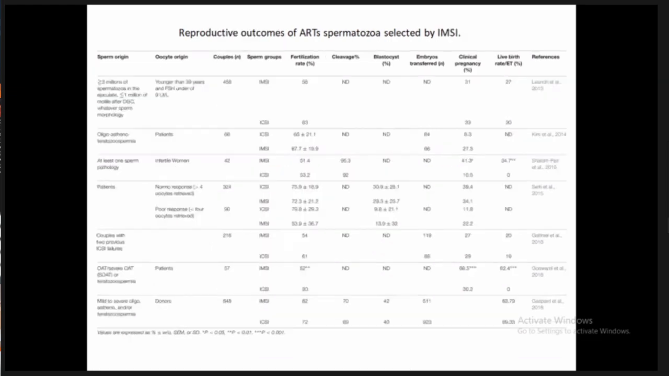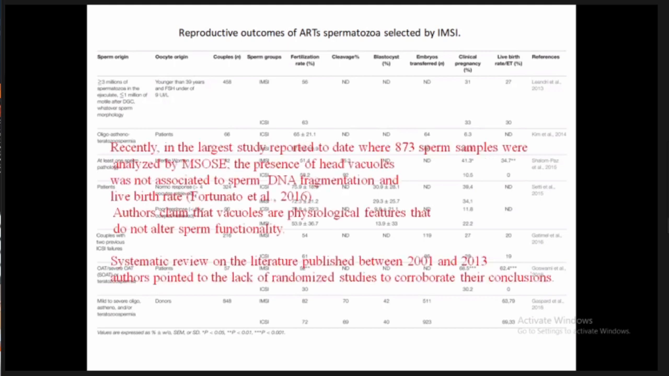And coming to the IMSI again, which is based on the morphology. So here the data says that recently a study has been reported with 873 sperm samples which they analyzed with MSOME, and they say that the presence of vacuoles was not associated with anything with respect to DNA fragmentation and also live birth rate. And authors also claim that vacuoles are physiological features that do not alter sperm functionality.